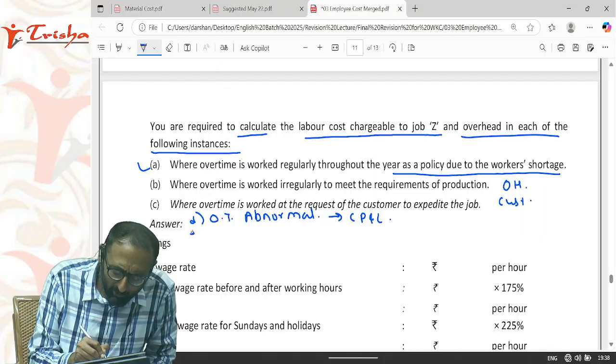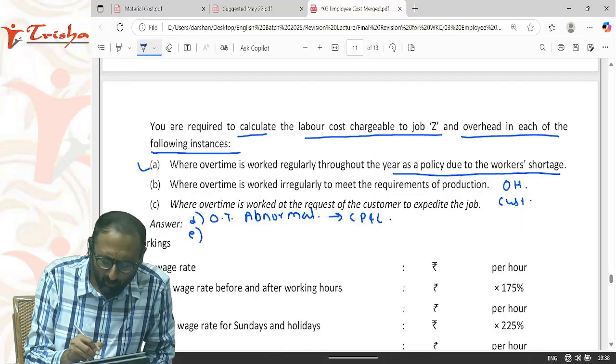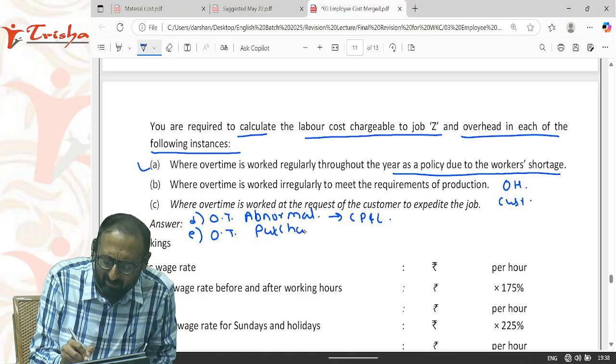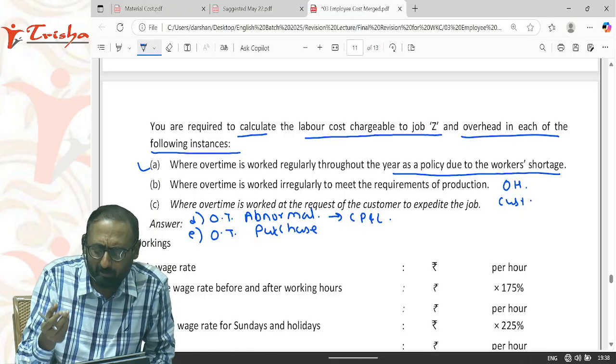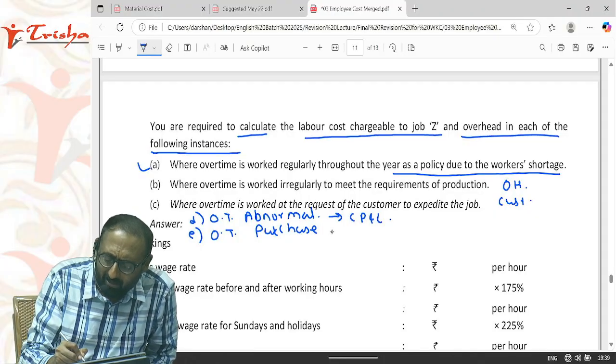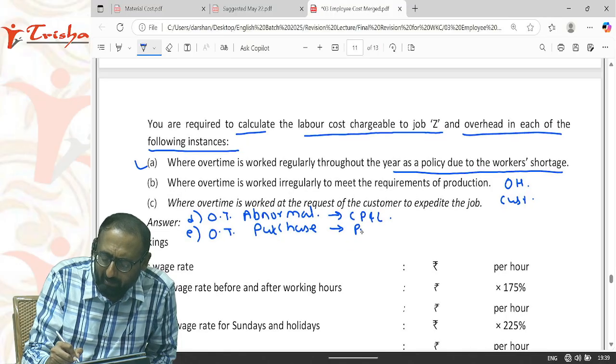One more situation I am going to consider here. Overtime is done because of the fault of the purchase manager, who is not getting goods available in time. So because of that fault, we are doing overtime. Tell me, premium will be charged to which department? Is it the purchase department? Correct?